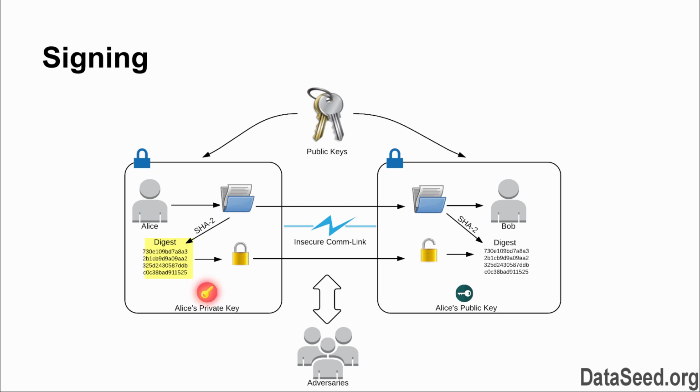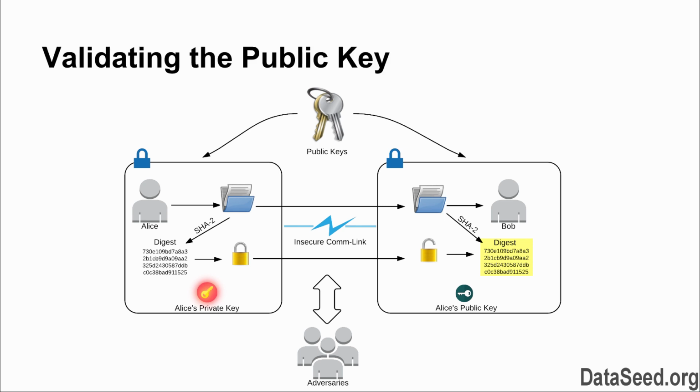Alice then encrypts that hash with her private key, and this will act as her signature. This will mean that if Bob can decrypt the signature with Alice's public key back to the digest, and the digest matches the document, you validated that that document was signed with Alice's private key.